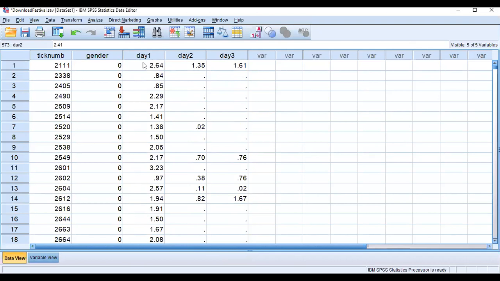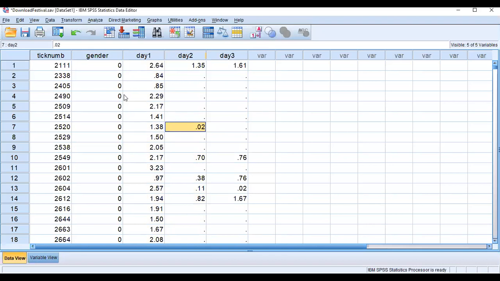Okay, so there is day 1, where all the 810 participants are present. Day 2, you can see some participants were not there, missing data. Here day 3 missing data. Okay, so we have 3 days of data of 810 participants.